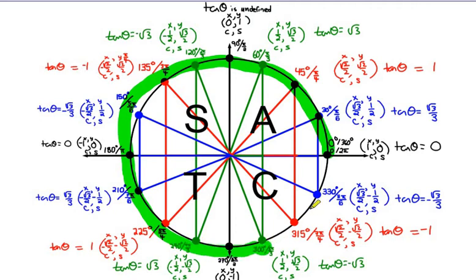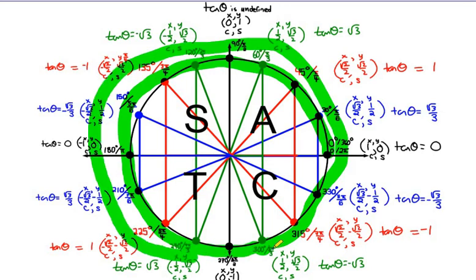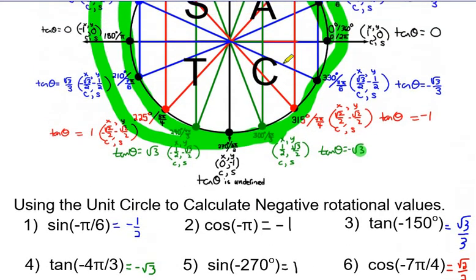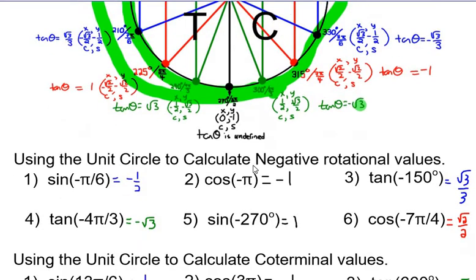And then if I take 300 and I go all the way back around, 300 plus 360 would be 660. So the question is, what is tangent of 660? That would be negative root 3. And again, this is where it really starts to pay attention to, okay, is it negative? Is it positive? So tangent in the fourth quadrant has to be negative because only cosine is positive.